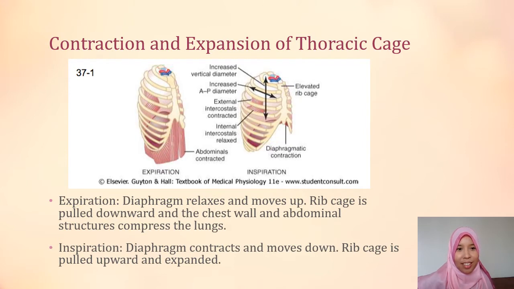In this slide, I'm showing you the contraction and expansion of the thoracic cage. What I've explained earlier, this is also explaining it. In expiration, the diaphragm relaxes and moves up. The rib cage is pulled downward, and the chest wall and abdominal structures compress the lungs. I'm going to put that in blue. During expiration, the diaphragm relaxes and moves up.